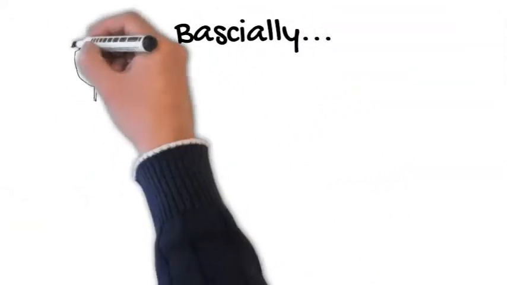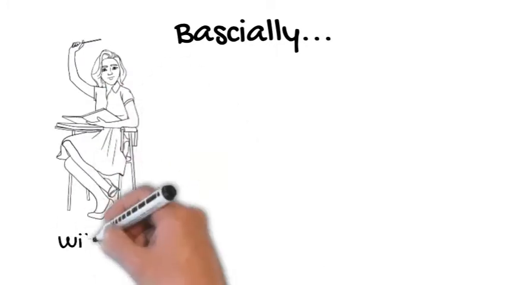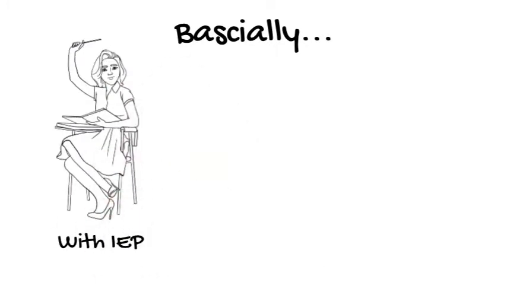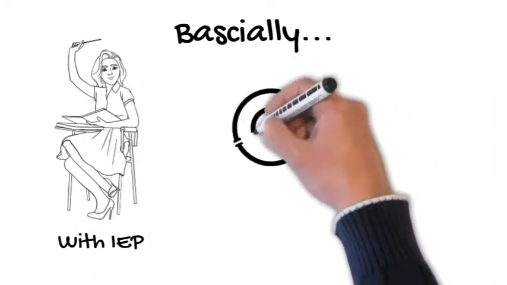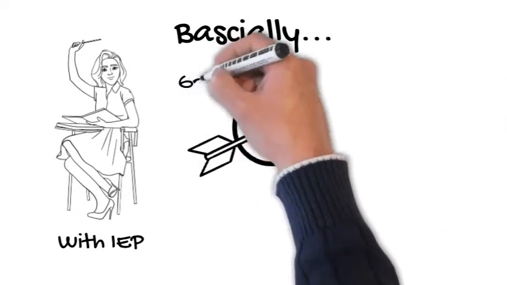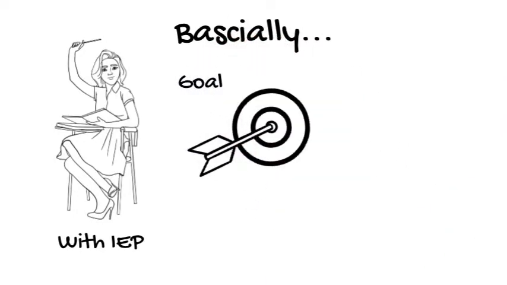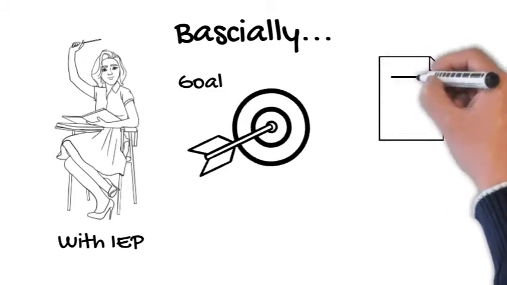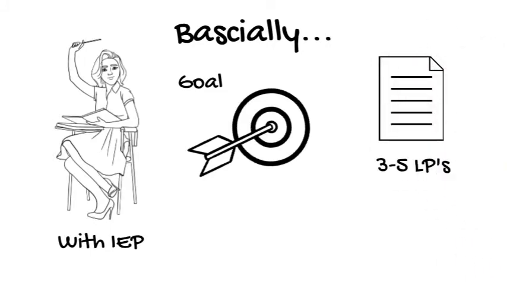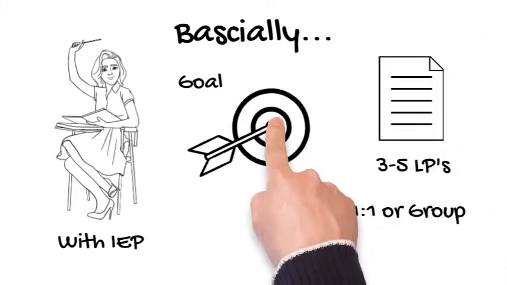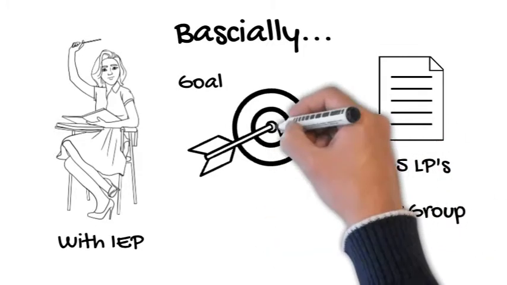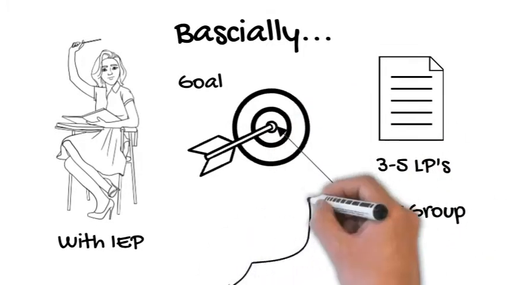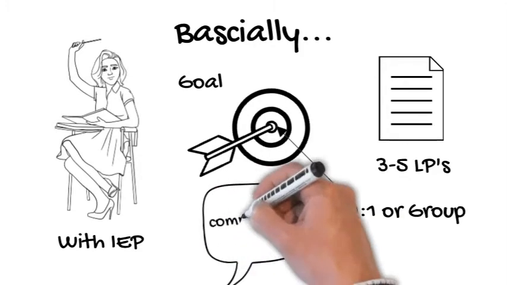Basically, you need to choose a student with an IEP to focus on, your focused learner. Then, come up with a learning goal for this focused learner. Then, create a learning segment, which is 3 to 5 lesson plans. These could be one-on-one or group lesson plans, addressing your learning goal. And finally, provide commentary for your planning choices.